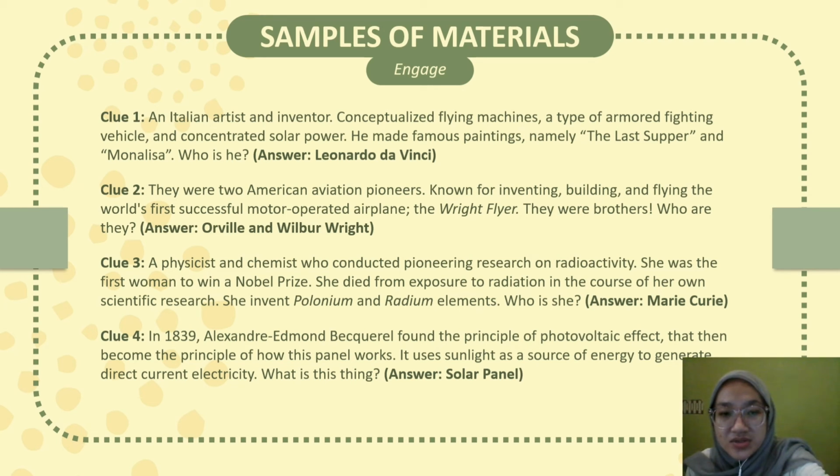They're the Wright brothers, and the clue will be about what they invented and who they are, but the students need to guess the names of the inventors. And for the fourth clue, the answer is solar panel, but I'll give them clues about who invented the principles and how it works.